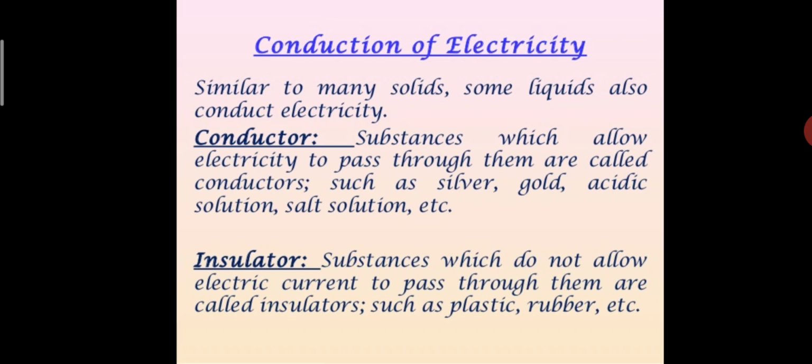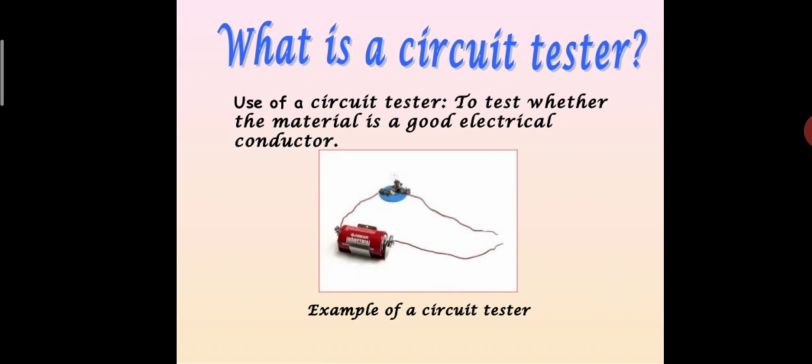Okay, students, understand conduction of electricity. Conductors are those which can pass electricity and insulators are those which do not let electric current pass through them. Now the next topic in this chapter is the circuit tester. We have to know the use of a circuit tester. We all know at our home also there is a tester by which we can see whether current is flowing in a particular substance or not.